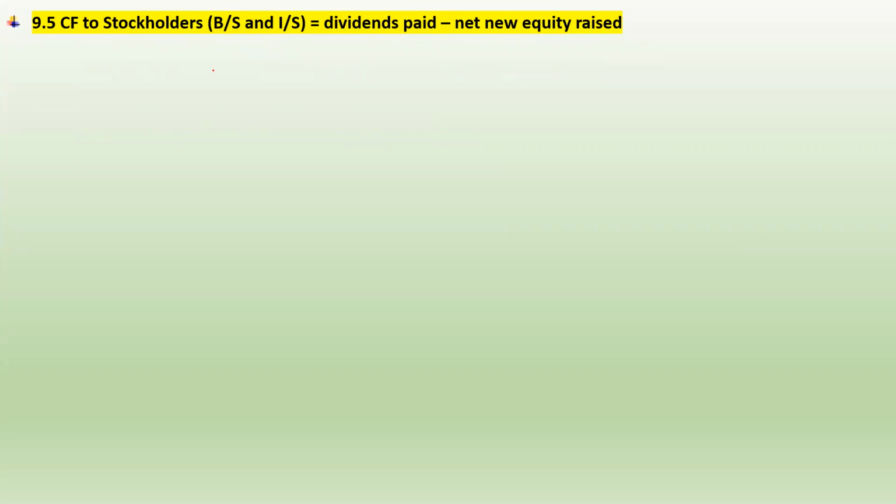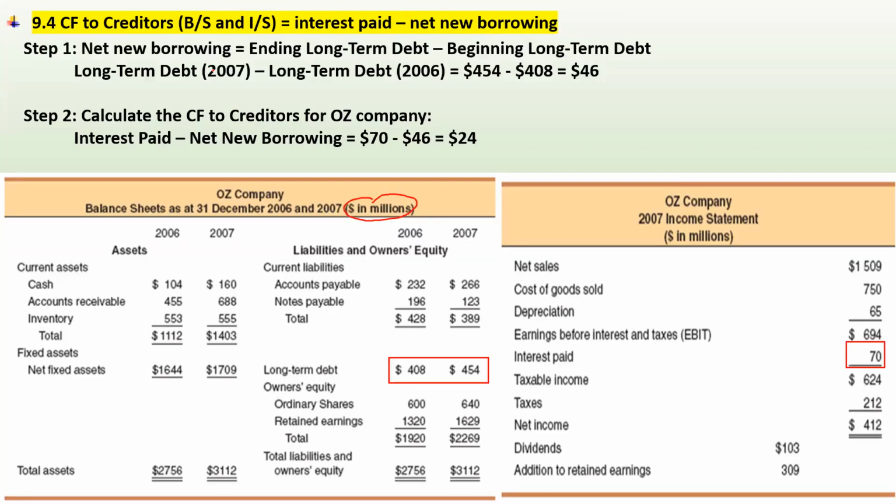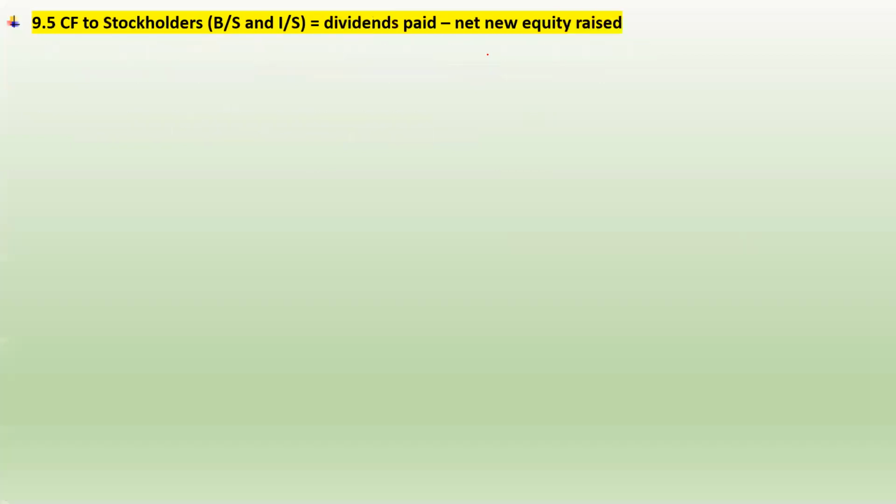Cash flow to shareholders, also with information from both the balance sheet and income statement, equals dividend paid minus net new equity raised. One thing I want you to note: the interest paid is a cash outflow for the firm, but a cash inflow for the debt holders. The net new borrowing is a cash outflow for the debt holders.